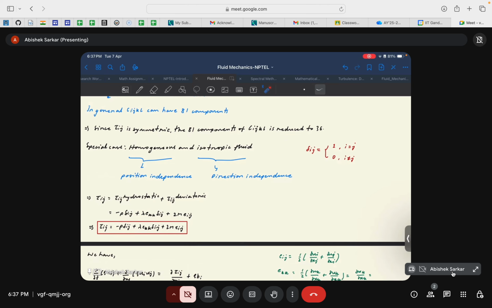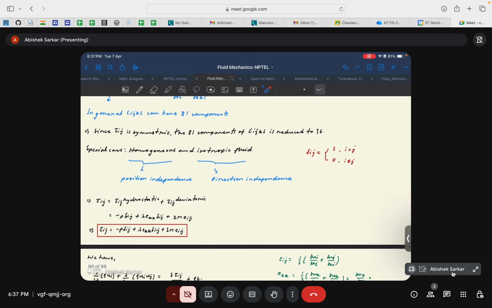Okay, so this delta ij has a property that if i is equal to j, then delta ij would be equal to 1. So basically delta 1 1, delta 2 2, and delta 3 3 would be equal to 1. But for all other terms, that is i not equal to j, delta ij is equal to 0.